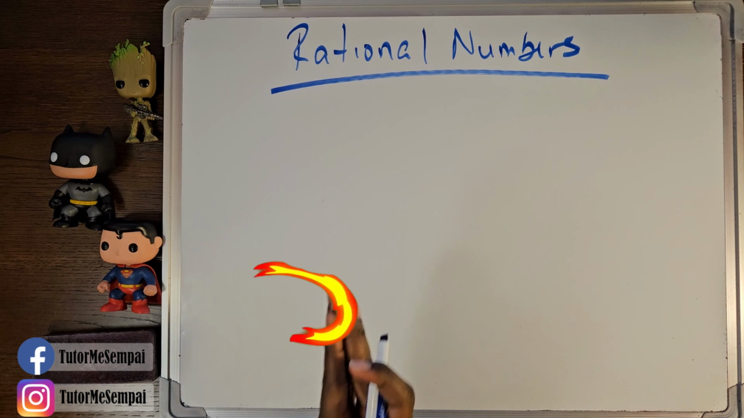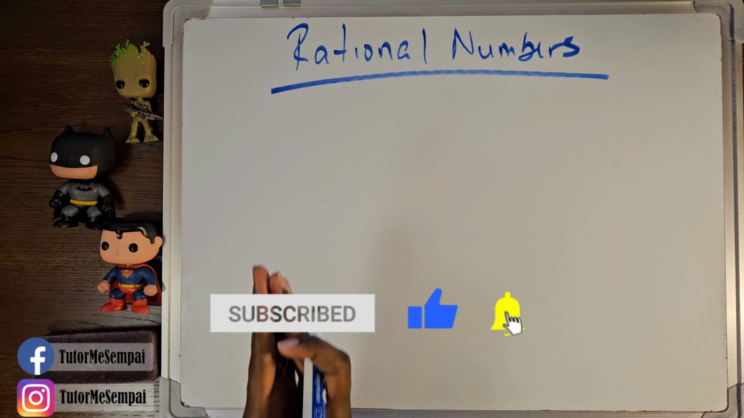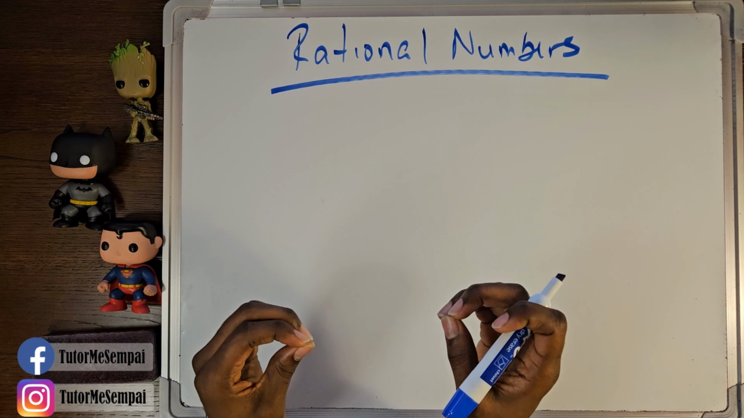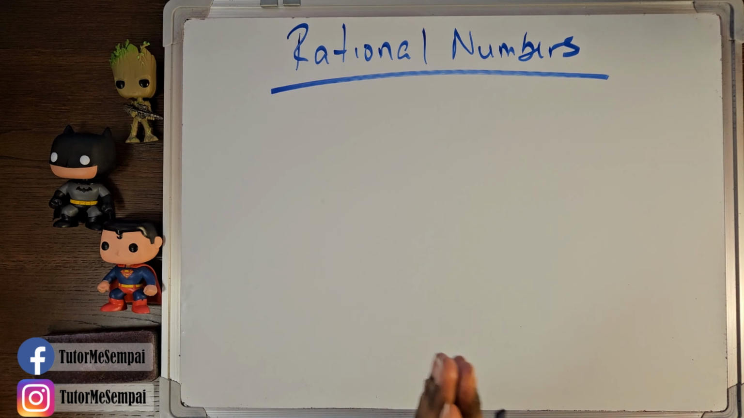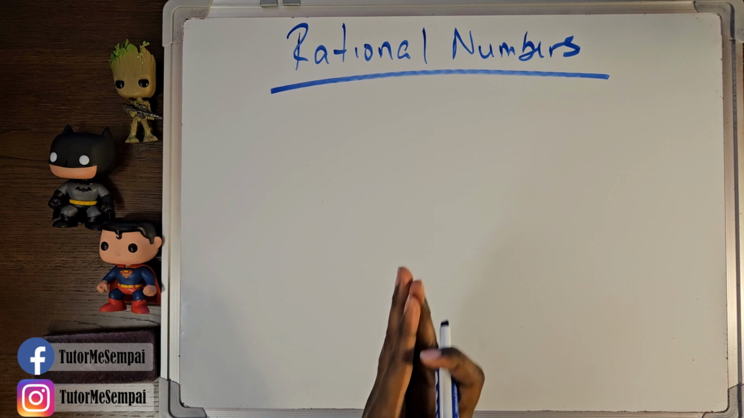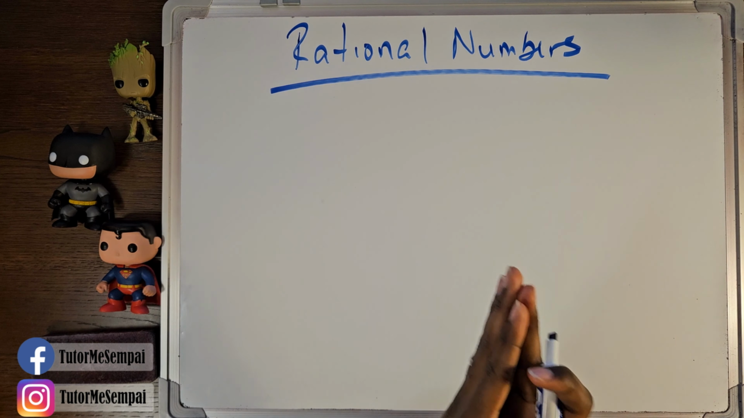So to begin this video, let's first define what a rational number is. A rational number is going to be any number that you can write as a fraction or a quotient of 2 integers. Once again, a rational number is any number that you can write as a fraction or a quotient of 2 integers.